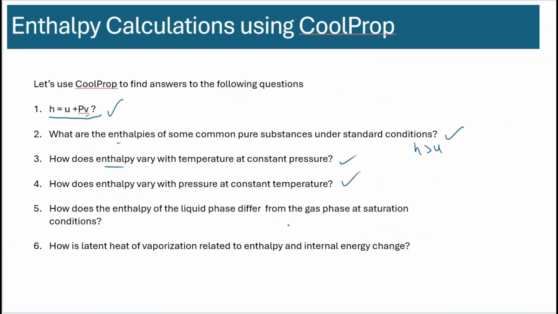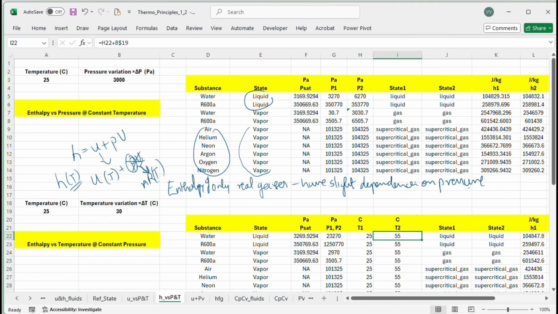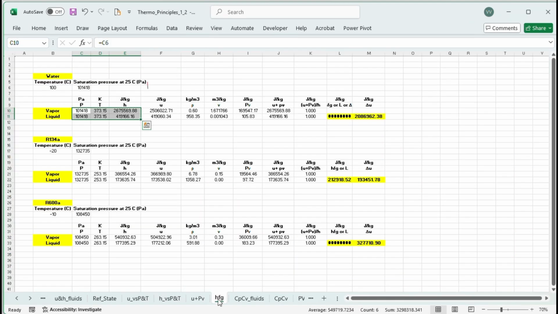All right. So what's the next question we want to answer? We have answered these. How does the enthalpy of the liquid phase differ from that of the gas phase under saturation condition? And how is the latent heat of vaporization related to enthalpy and internal energy change? For this, let's go to the HFG tab here. Here we have different fluids, water, R134A, R600A, and we are selecting a temperature and calculating a saturation pressure for that temperature.